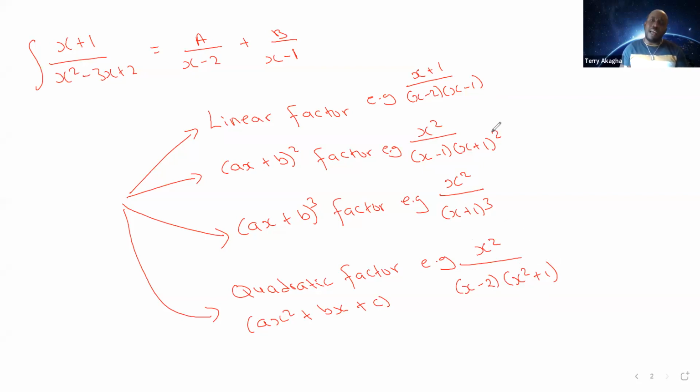Is that okay? So we have the one with the linear factor, something like this. The one with the (ax plus b) squared factor, something like this. The one with x squared over x plus 1 cubed, the cube factors. And we have the one that's a quadratic factor. We're going to talk about each and every one of these in the next videos.